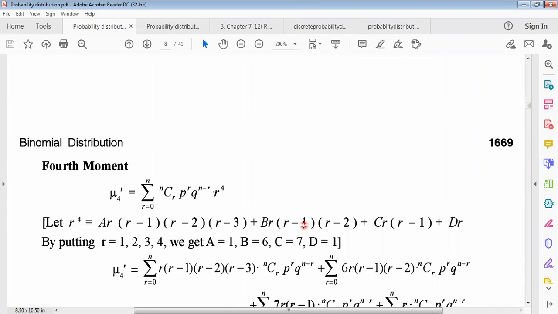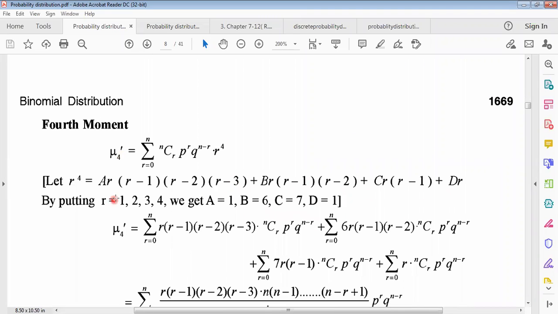Okay, similarly the fourth moment we can write, just making r to the power 4, mu 4 dash, the fourth raw moment. But remember this, r to the power 4 you have to write down in a recurrence relation: a r into r minus 1, r minus 2, r minus 3, b r into r minus 1, r minus 2, and c r into r minus 1 and d r. Here a, b, c, d are unknown. Then putting r equals to 1, 2, 3, 4 etc., we get a equals to 1, b equals to 6, c equals to 7, and d equals to 1.